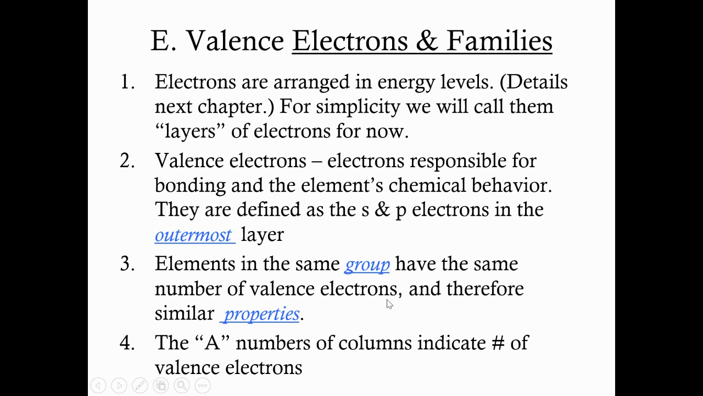Elements in the same group of the periodic table, the same column, have the same number of valence electrons, and because of that, similar properties. And we talked about the periodic table being numbered in two ways, 1 to 18 consecutively, and the A numbers on the tall columns on the left and right. Those A numbers are important because they indicate the number of valence electrons that an element has.